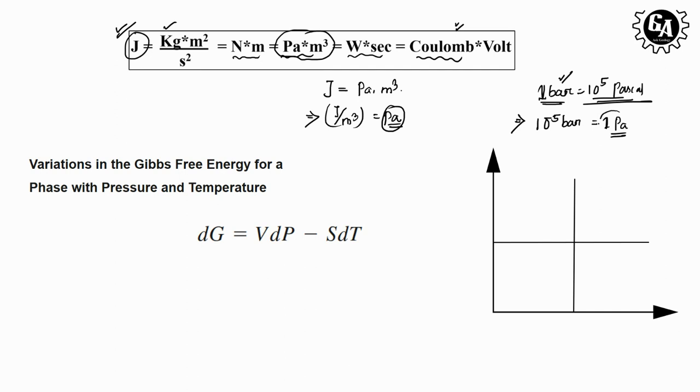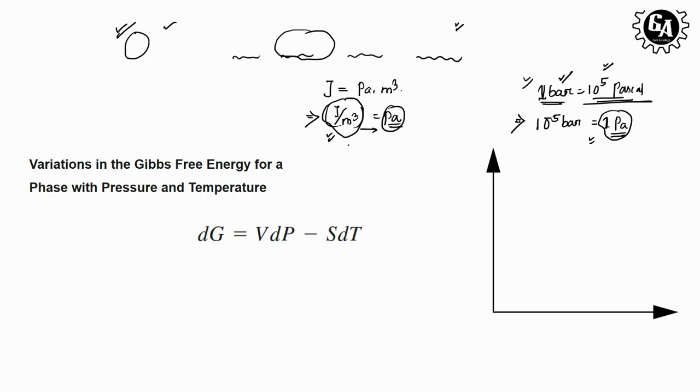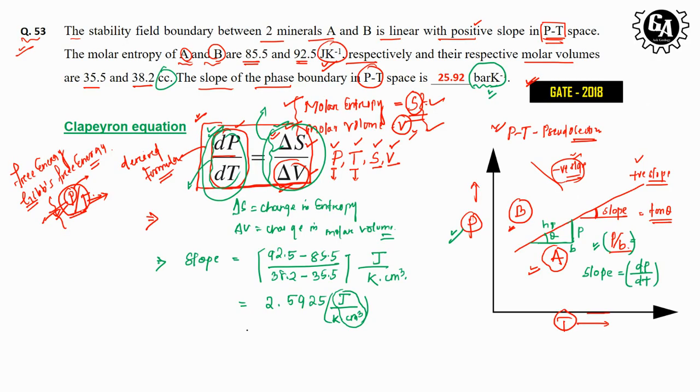Okay, 1 Pascal is equal to 10 to the power minus 5 bar, or 1 bar is equal to 10 to the power 5 Pascal. So in place of joule per meter cube, we can just replace that with Pascal. Okay, so come here. This is 2.5925 joule per centimeter cube. That is, joule per meter cube is equal to Pascal.